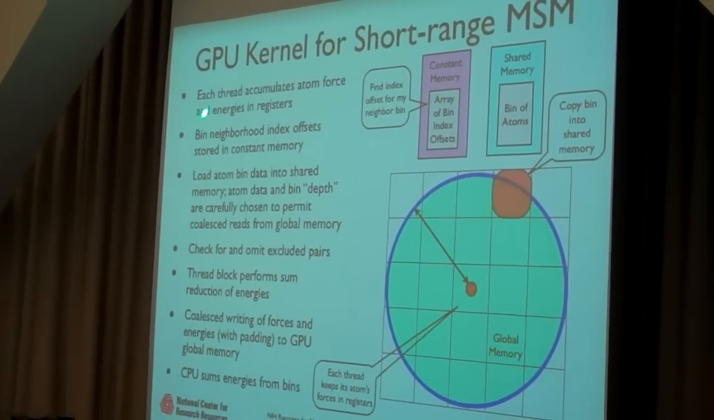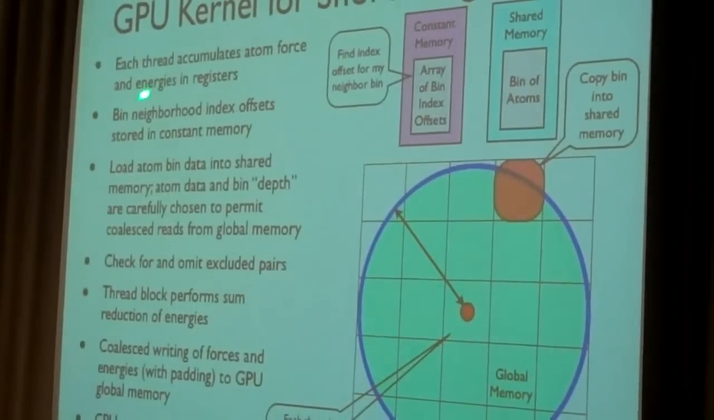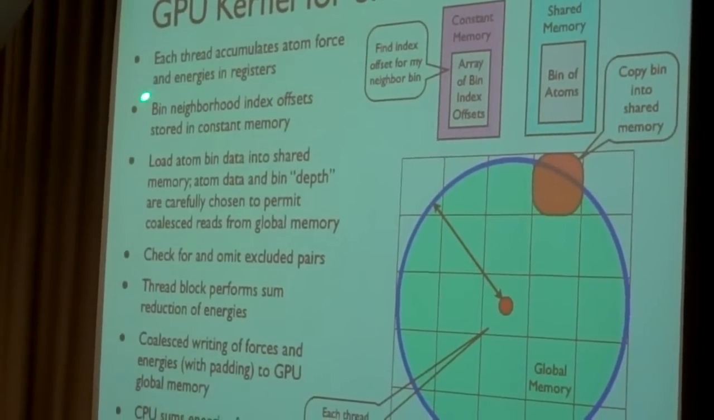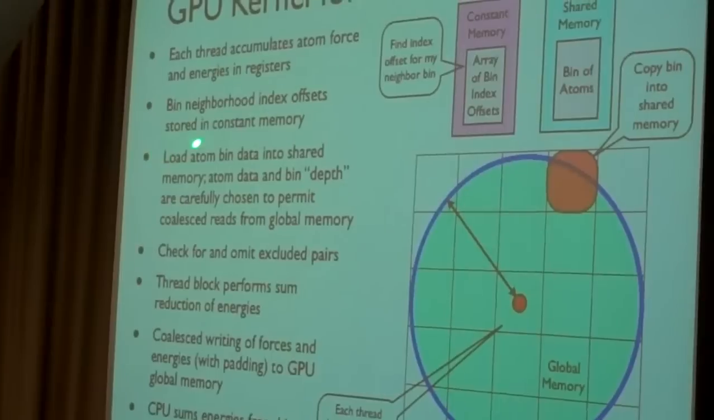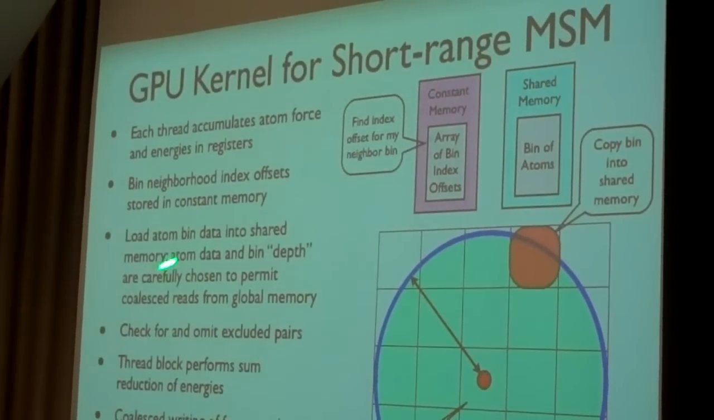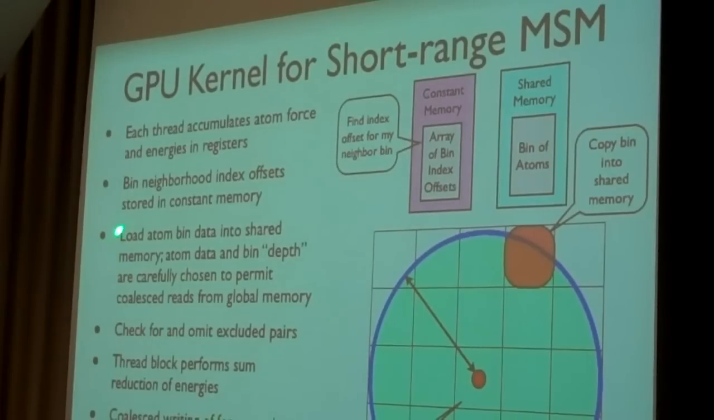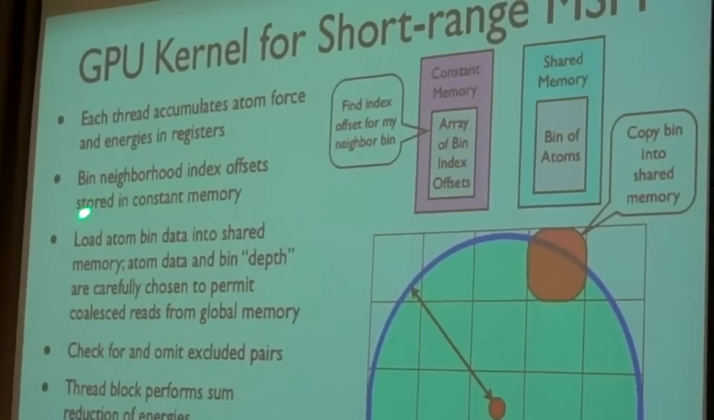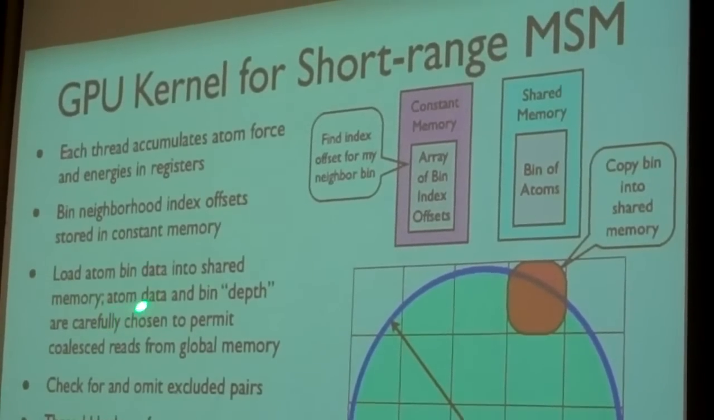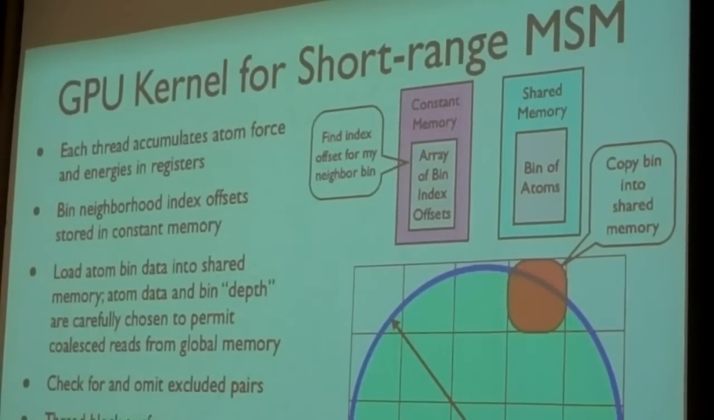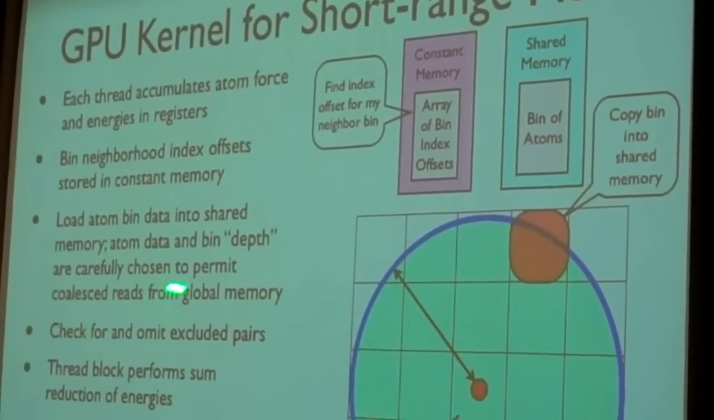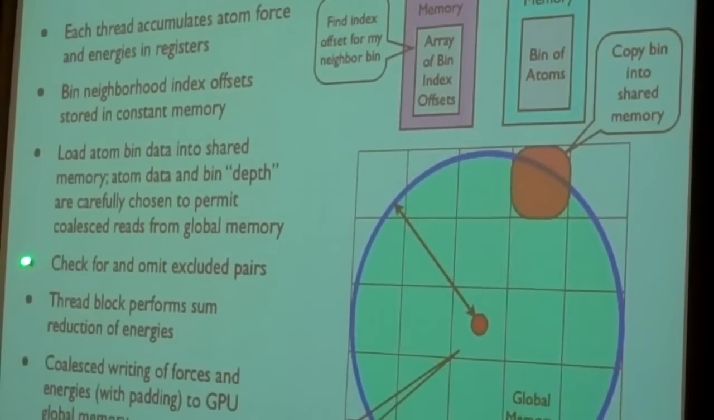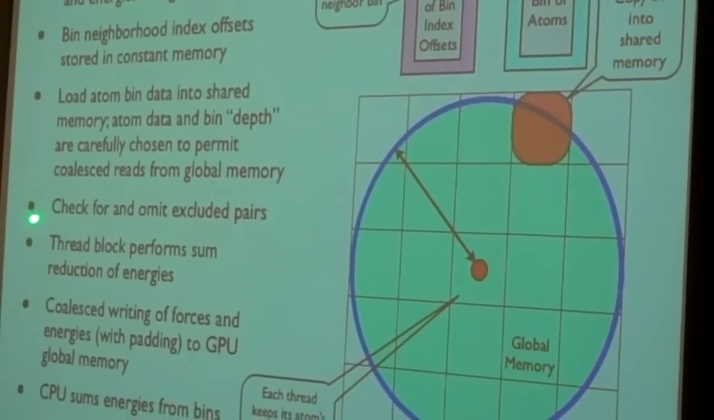So, again, each thread accumulates atom forces and energies in the registers. The bin neighborhood index offsets are stored in constant memory here. So then we load the atom bin data into shared memory, and the atom data and bin depth, okay, so the maximum number of atoms that could be stored in a bin, are carefully chosen to permit coalesced reads from global memory. I'll tell you a little bit more about the data organization in the subsequent slides.